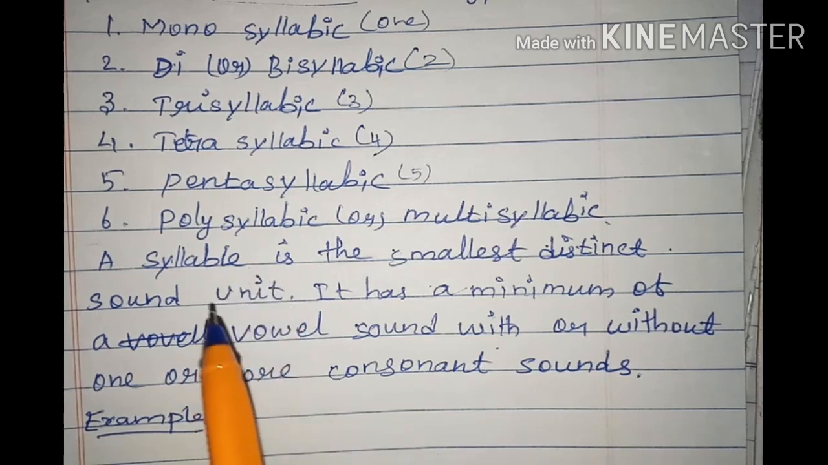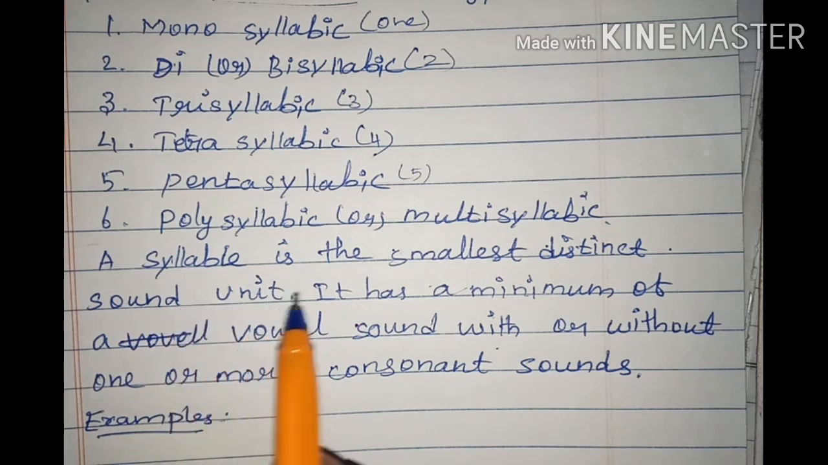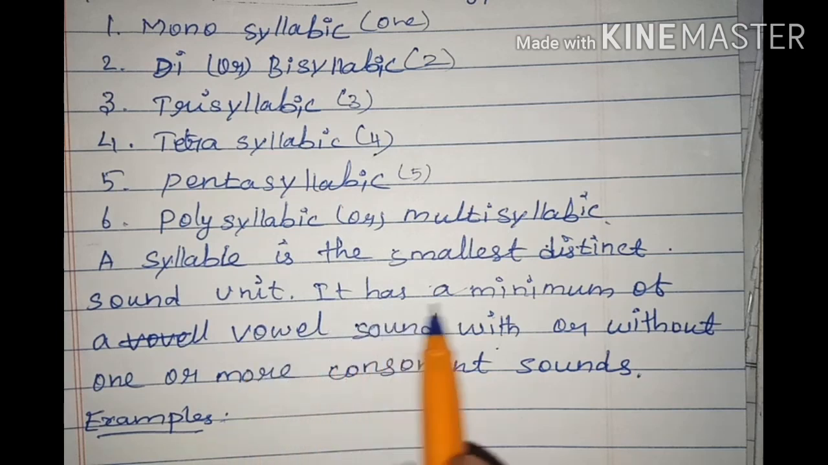While splitting a word into syllables, we need to keep this in mind: a syllable is the smallest distinct sound unit. It is a small unit of sound, not a word. Think for yourself. It has a minimum of a vowel sound, with or without one or more consonant sounds. In a word, they definitely give some vowel sound, so the vowel must be there at a minimum, nothing less. Then sometimes they give one or more consonants near the vowel.